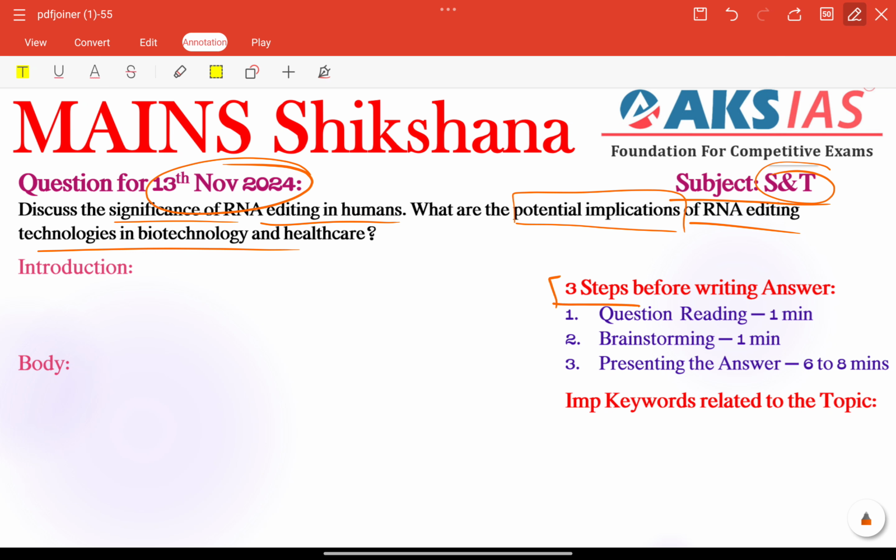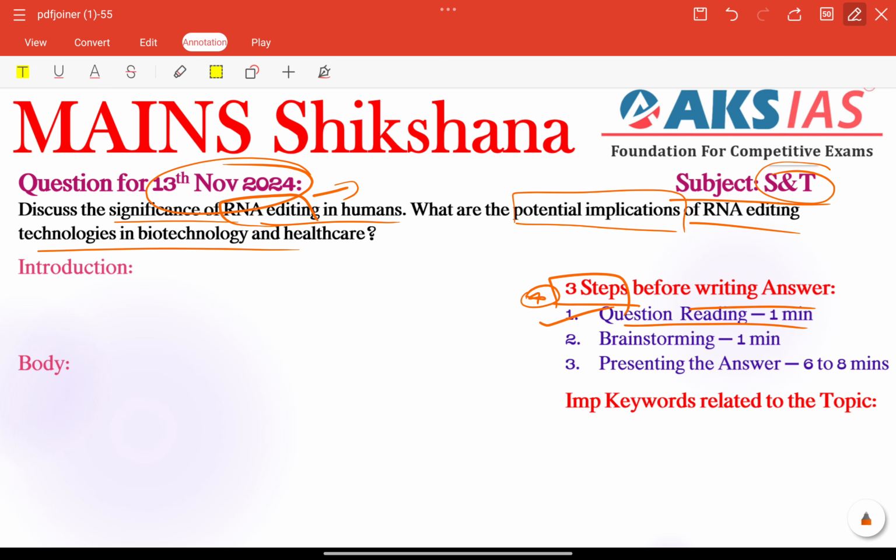So here we are regularly following 3 steps before writing answer. First step is related to question reading. First important thing is, what is the topic here? RNA editing recently seen in the news. Because of that only we have framed this important question, right?